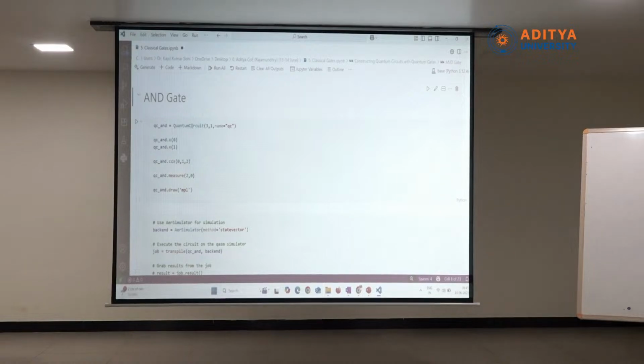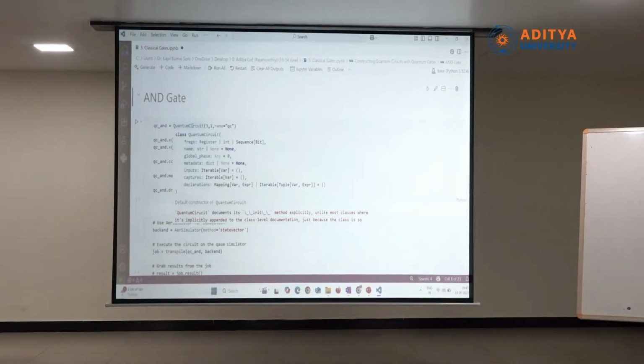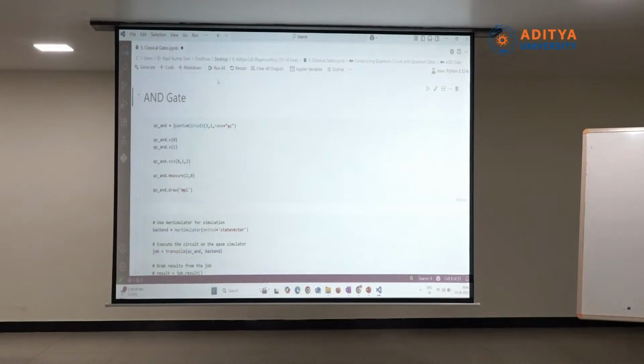Now this is equivalent to the AND gate. Do you remember the AND gate circuit? How did we implement it? Using the Toffoli gate. So by using a Toffoli gate here, you just check it. I am taking a quantum circuit of 3 qubits and 1 classical bit. Why? Because only the target qubit needs to be measured. We are interested in the outcomes. Based on certain inputs, what would be the possible outcomes?